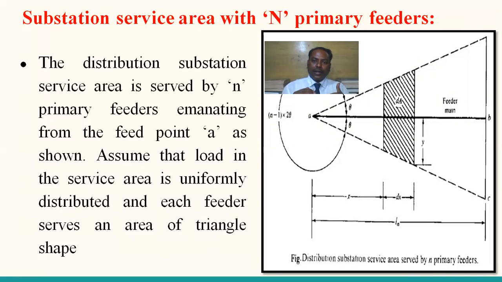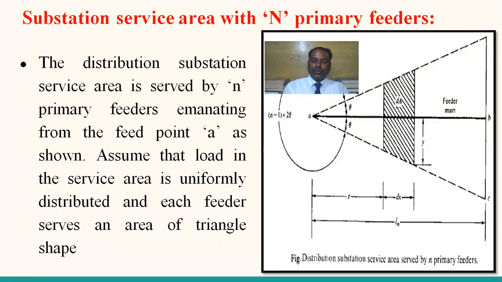Assume that the load in the distributor is uniformly distributed and each feeder serves an area of triangle shape. Already we are familiar with the square shaped area and the hexagonal shaped area, and here also you can observe that one feeder serves the load. This seems to be a triangle shape.